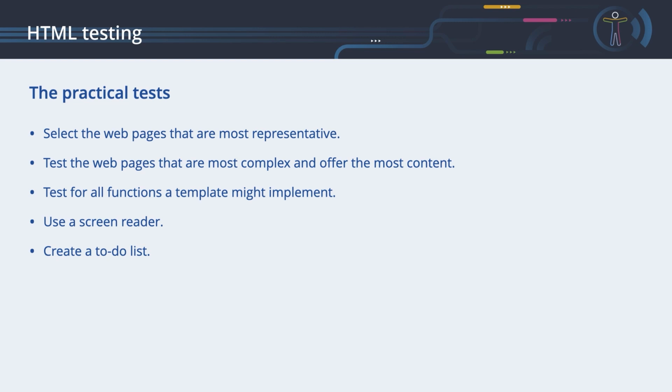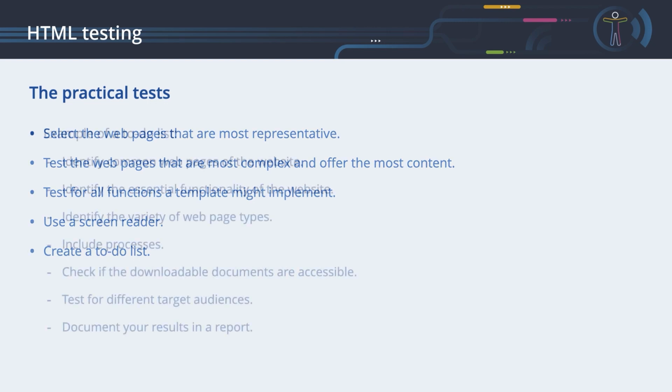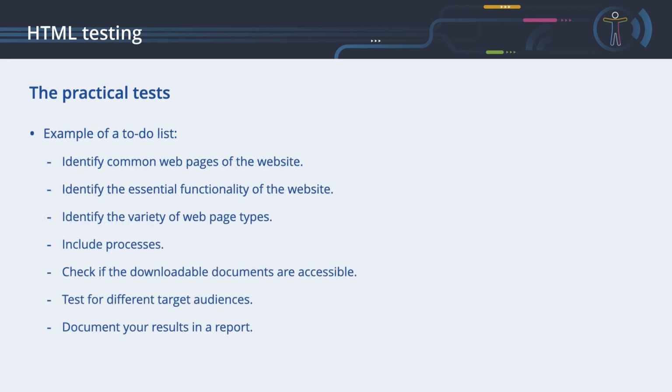Create a to-do list of what to test and how to test it. This list will vary depending on the size and complexity of your website. Here is an example of a to-do list. Identify common web pages of the website. For example, the home page, all types of content pages, and all pages containing any type of user interaction.